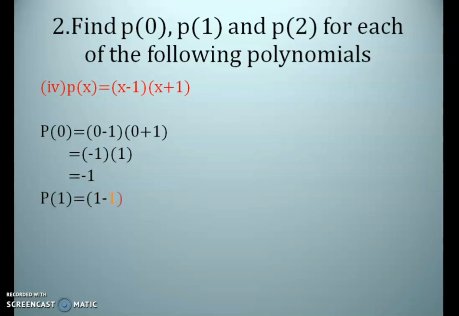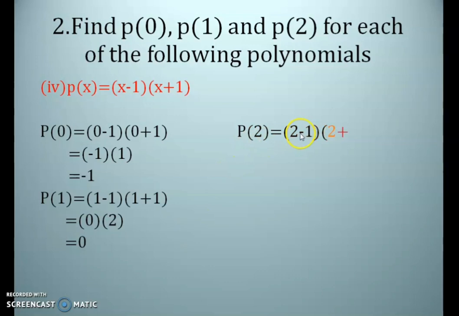P of 1, 1 minus 1 into 1 plus 1. 1 minus 1 is 0 and 1 plus 1 is 2. So the answer is 0. 0 into 2 is 0. P of 2, substitute 2 in the polynomial, we get 2 minus 1 into 2 plus 1. 2 minus 1 is 1 and 2 plus 1 is 3. So we get the answer as 3.